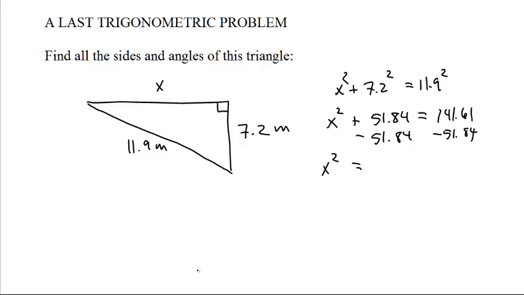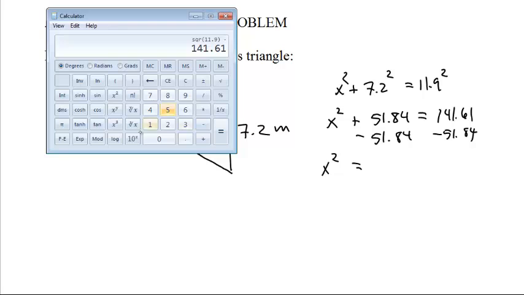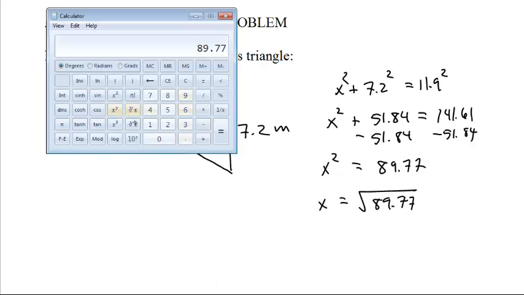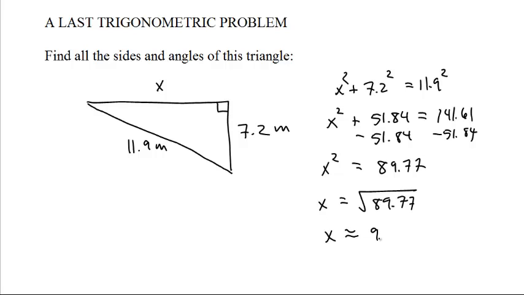We get x squared equals that minus 51.84 equals, if that's x squared, 89.77. And so x will be the square root of 89.77, which would be 9.47. x is approximately 9.47. So this is 9.47 meters.